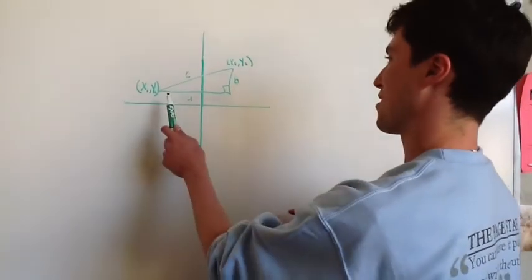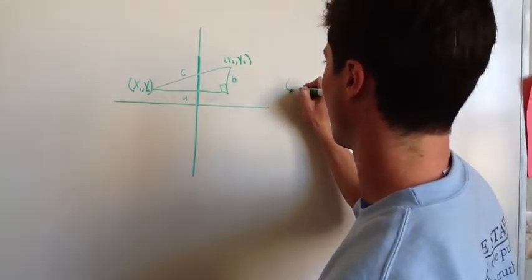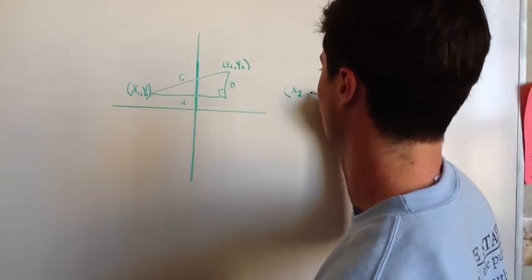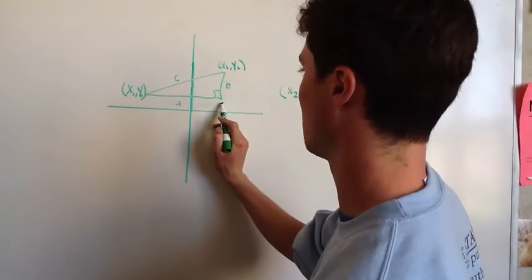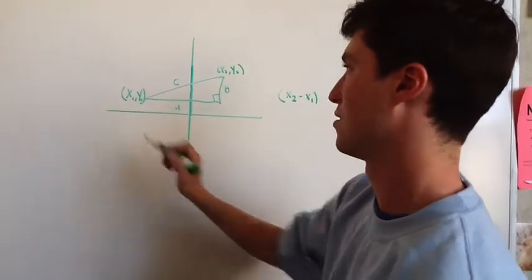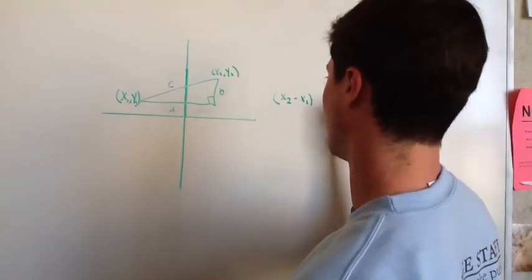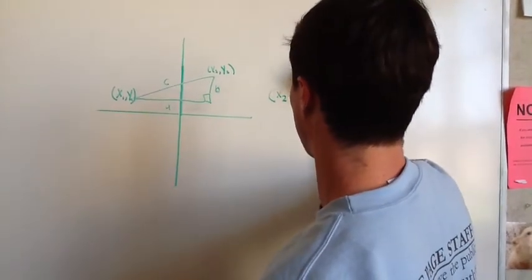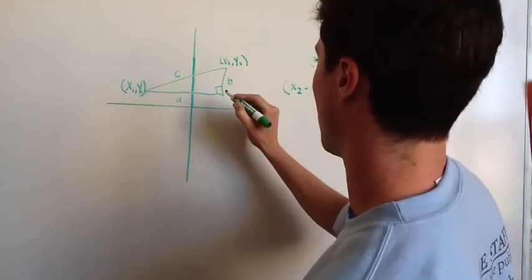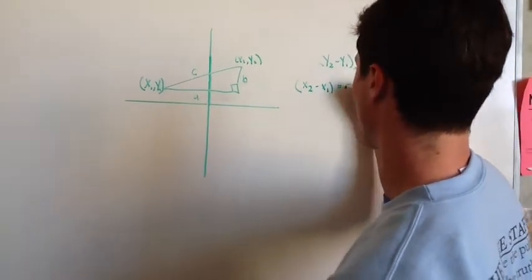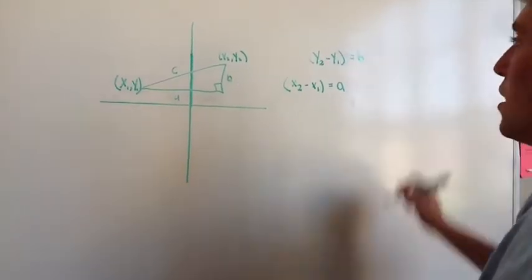To find the horizontal distance from this point to this point, that would be x2 minus x1, because it's from this point on the x-axis to the point on the x-axis over here. To find B, the vertical length between these 2 points, it's the same thing, and it is y2 minus y1. So we know that A equals x2 minus x1, and that B equals y2 minus y1.